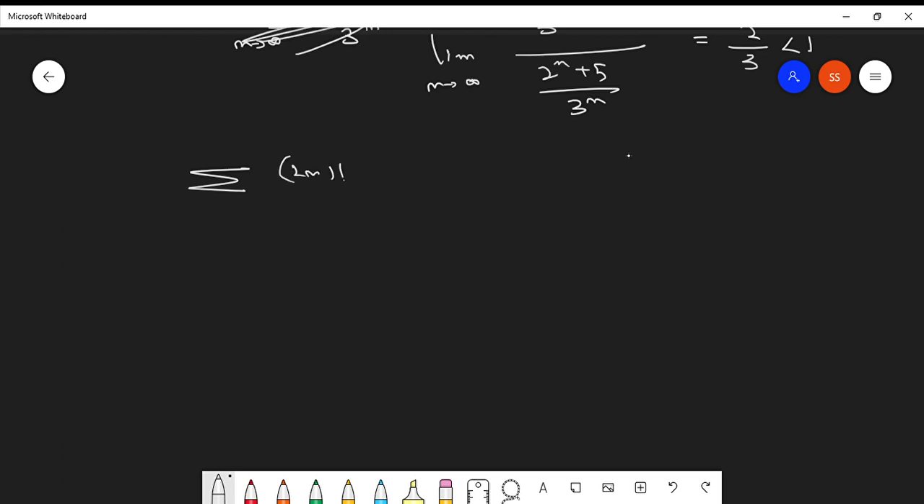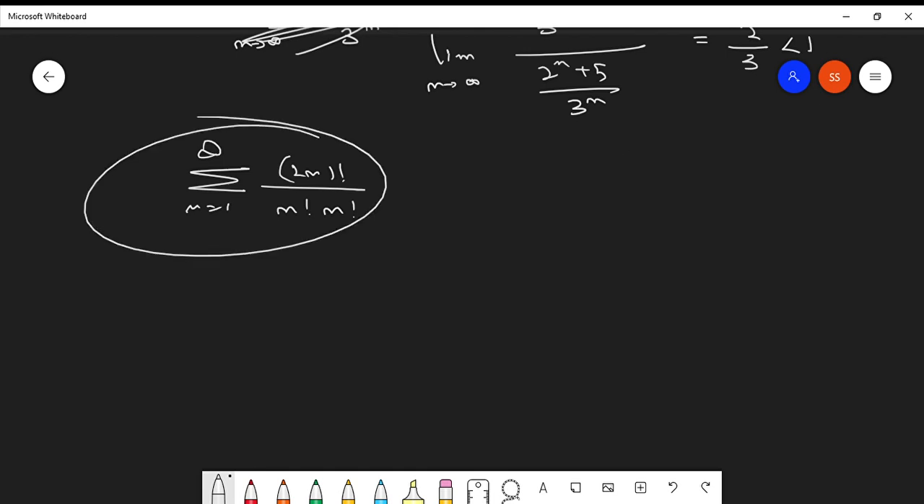The sum of 2n factorial over n factorial into n factorial, n equals 1 to infinity, is a diverging sequence. Its limit will most probably come out to be 4. Okay, its limit most probably will come out to be 4.